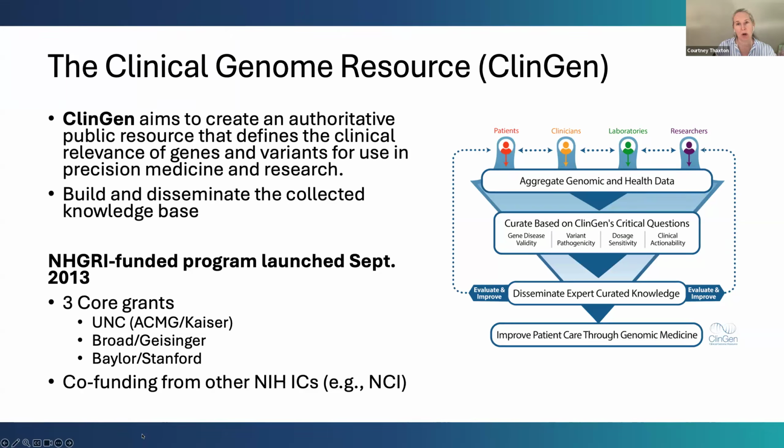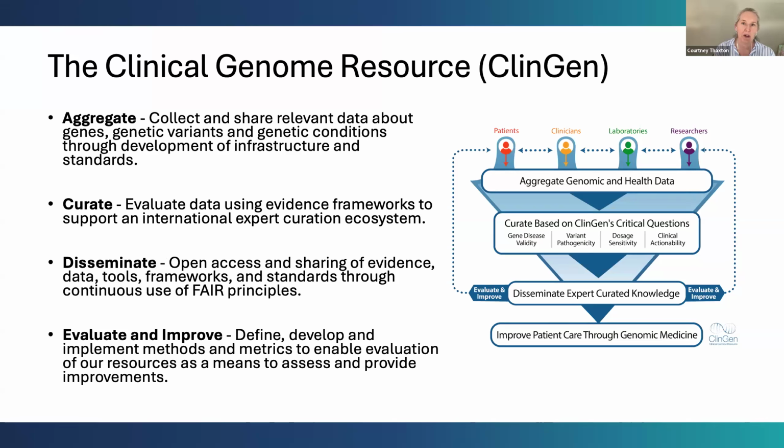It is funded by 3 core grants. You can see them listed here. We also have co-funding from other National Institutes of Health institutes and centers, one of them being the National Cancer Institute. And so the main goals of our consortium are to aggregate or collect and share relevant data about genes, genetic variants, and their conditions through the development of our infrastructure and standards. So we build several curation interfaces and systems that groups within ClinGen can use. We even have some that outside external individuals can use, like our variant curation interface. And it is a way for us to collect this data.